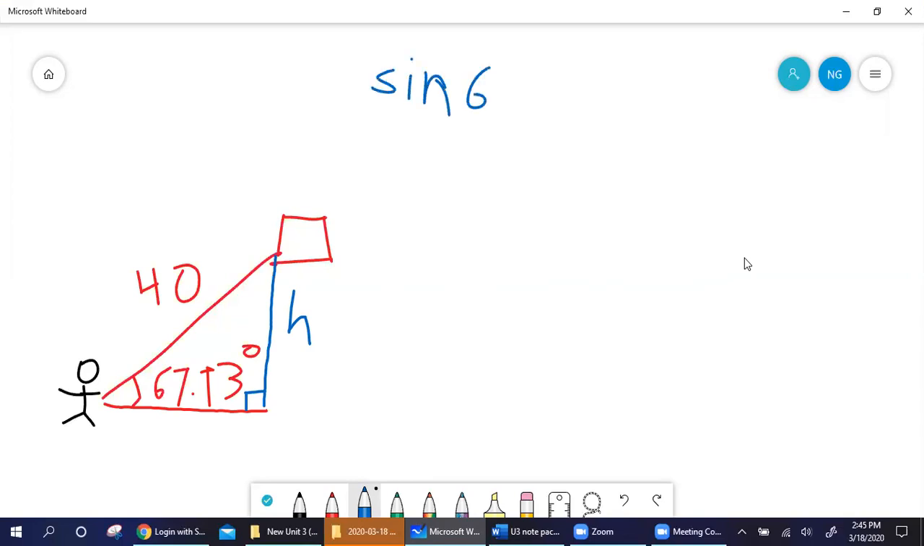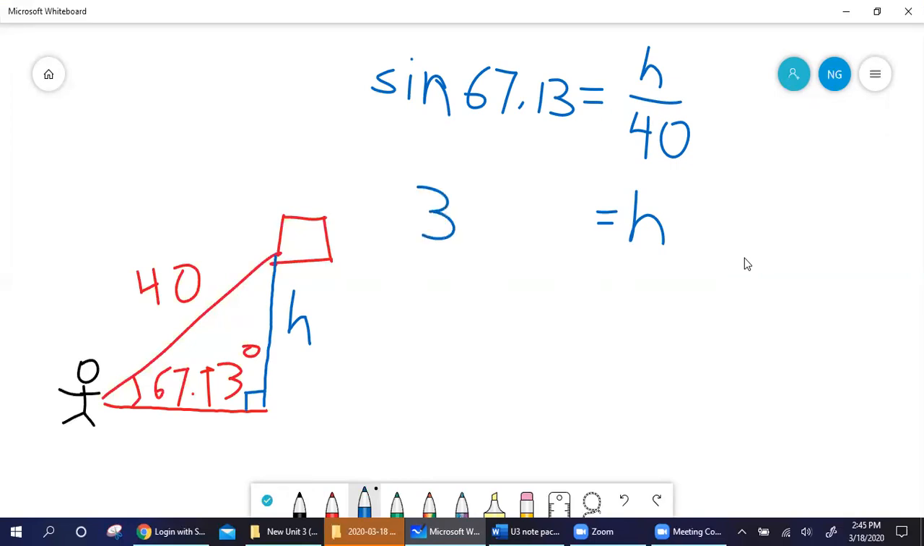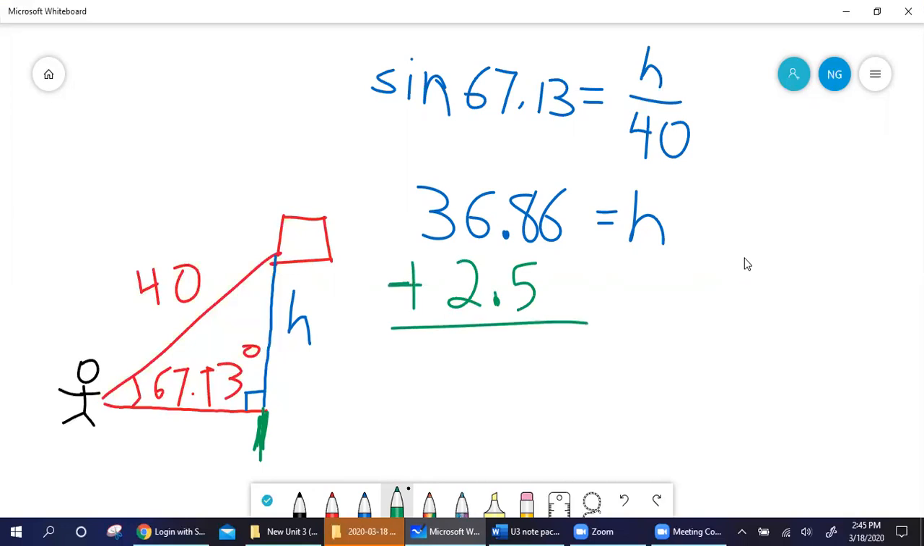So sine 67.13 is opposite over hypotenuse. Multiply the 40 over, and my height is 36.86. But I still need to add on that little 2.5 feet. So this little bit here is 2.5. That child was 2.5 feet off the ground, or at least their hand was. So I have to tack on the 2.5 to get my final answer of 39.36 feet.